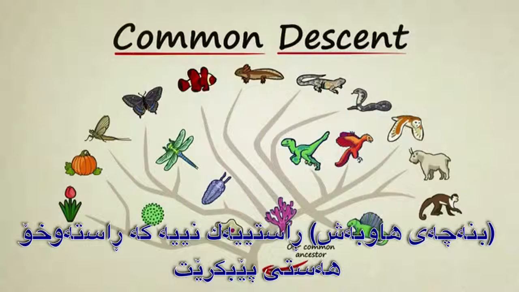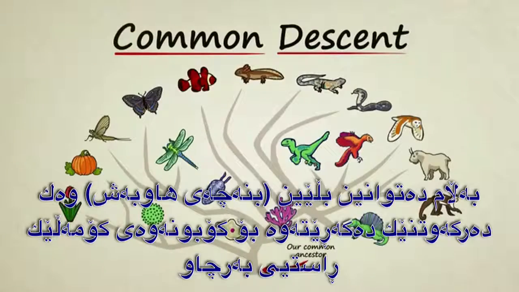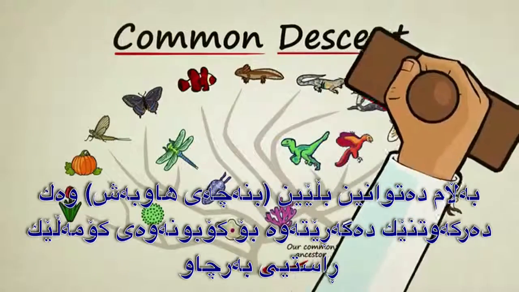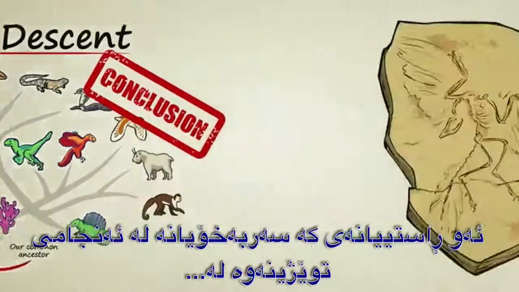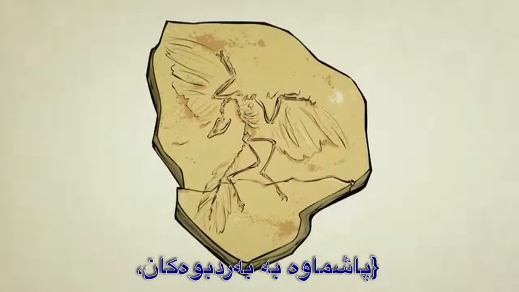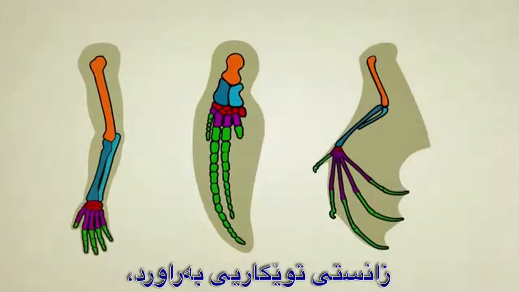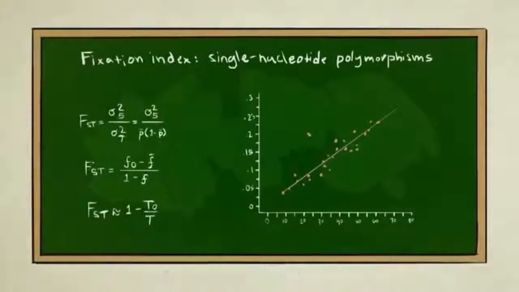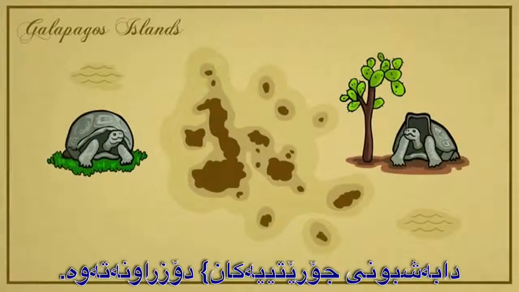The common descent of all life on Earth is not a directly observable fact. We have no way of going back in time to watch it happen. Instead, common descent is a conclusion based on a massive collection of facts. Facts found independently in the study of fossils, genetics, comparative anatomy, mathematics, biochemistry, and species distribution.